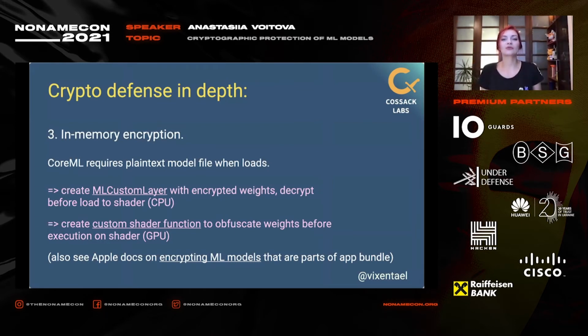And we can decrypt them before loading the model to the shader, which will mean CPU load on the mobile application. Or we can go even further and create custom shaders to obfuscate weights before executing on the GPU, before executing on the shader. Unfortunately, GPUs don't have a lot of memory, so we cannot use real encryption to encrypt weights in the shader itself. However, we can use different kinds of obfuscation techniques, XORs, and very lightweight cryptography.